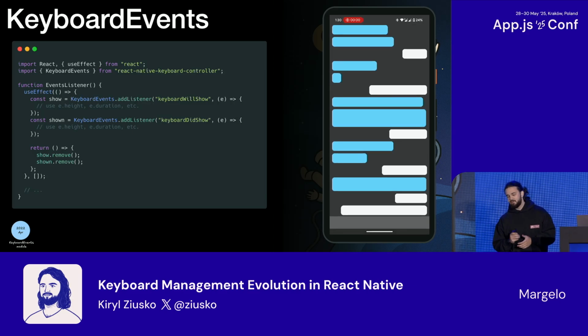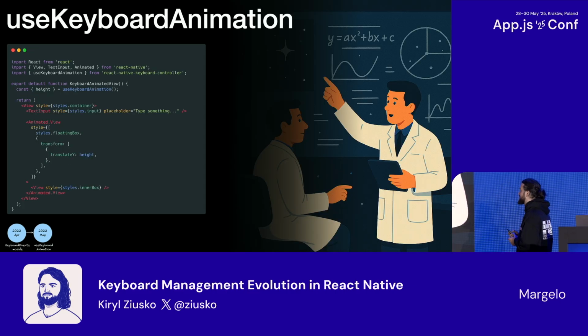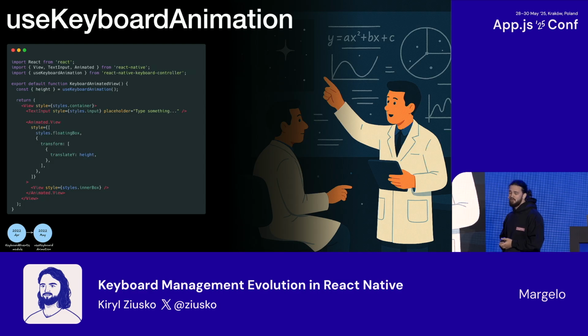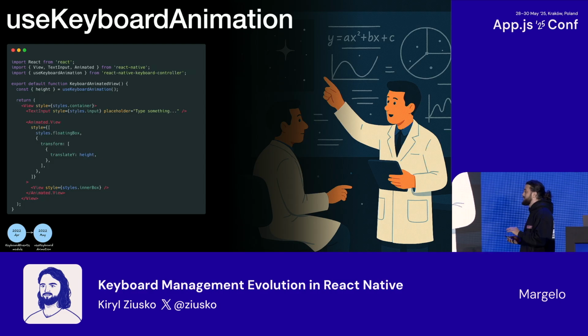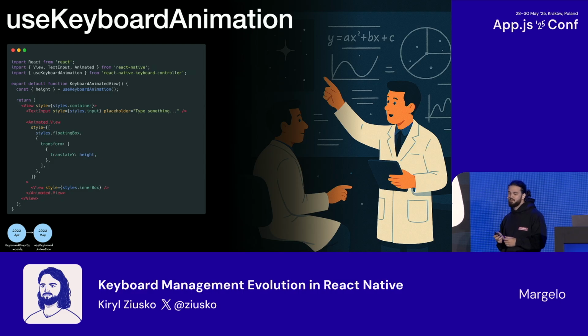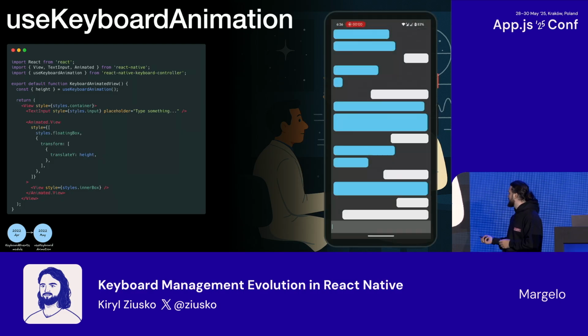To solve this problem, I introduced two new hooks. The first one is useKeyboardAnimation, which basically returns two values, height and progress, which are both animated values and are driven by the native driver, which delivers exceptional performance. And finally, we can have a totally synchronized animation on Android.